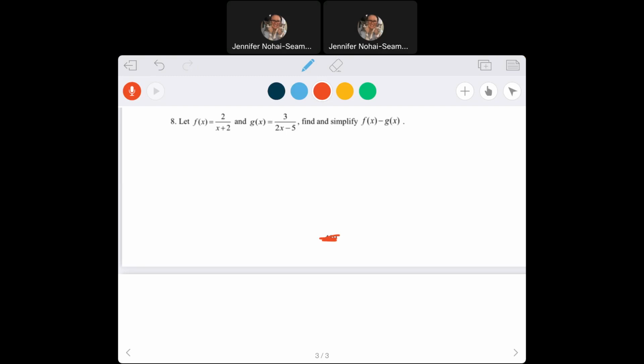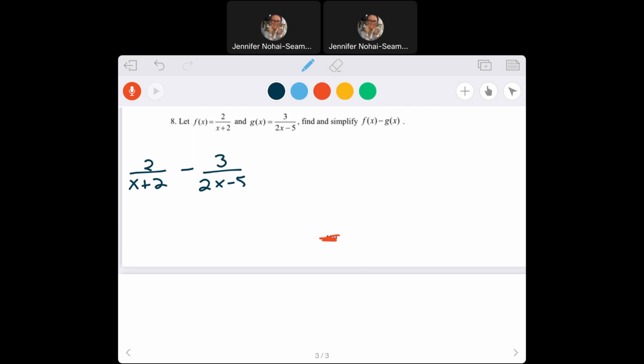All right, so we want to take 2 over x plus 2 and subtract the other function 3 over 2x minus 5. Now, these two fractions do not have the same denominator, so we absolutely need them to have the same denominator when we are subtracting those two fractions. Those denominators are not related in any sort of way, so both fractions need each other's denominators.